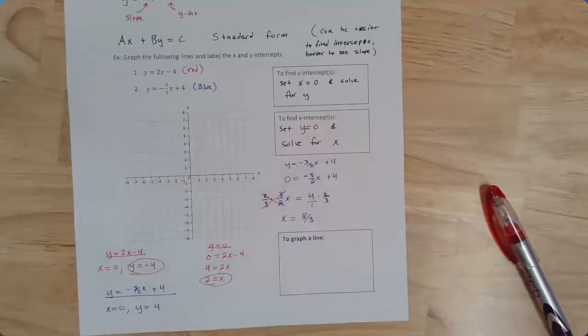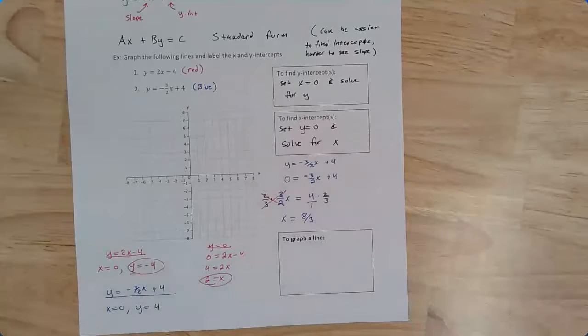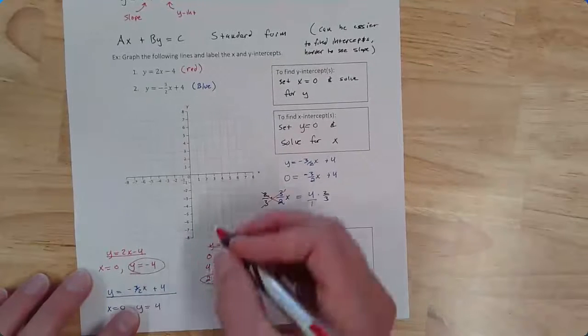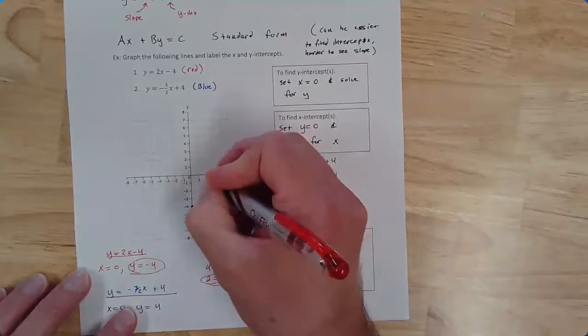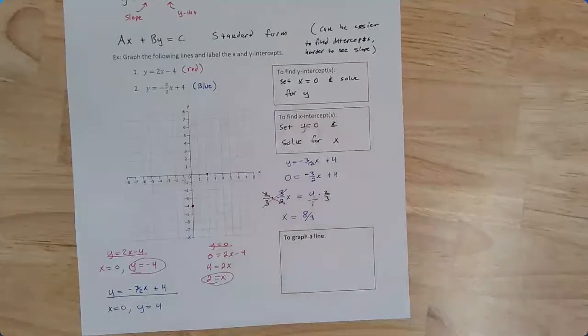Great. Now I have all my intercepts, and I'm just going to graph them. So let's draw the red ones first because they're a little easier to deal with. My red intercepts are a y-intercept of -4 and an x-intercept of +2. And really at that point, you're just going to draw the line through them. You can find more points if you want to help you graph it better, but you really don't need to.